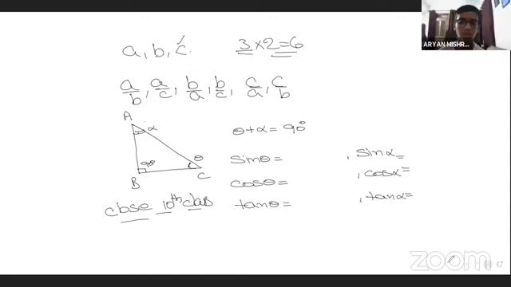Excuse me, sir. For example, if we talk about sin theta and sin alpha, the formula for finding the algebraic values for them would be the same, right? The formula, you have to observe what you are finding.